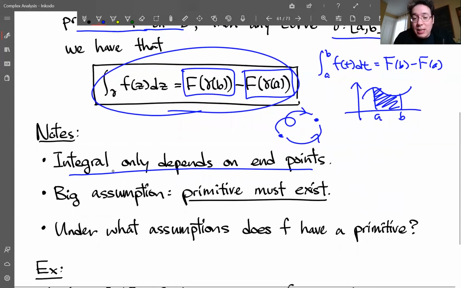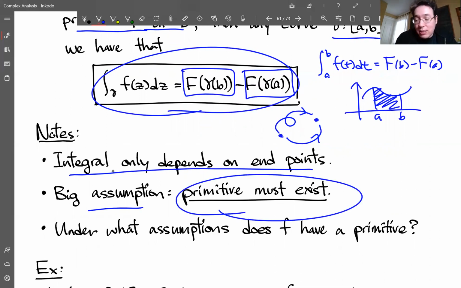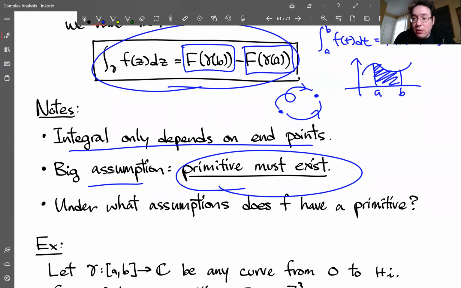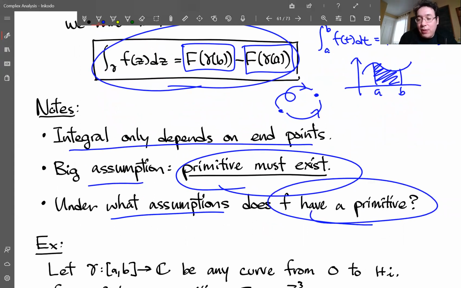There's a big assumption that's hidden here. And the assumption is that the primitive must exist. With the fundamental theorem of calculus, the antiderivative was the area function underneath the curve. It's not necessarily true that we are always able to find a primitive in the complex setting. So the question becomes, under what assumption can we find a primitive?